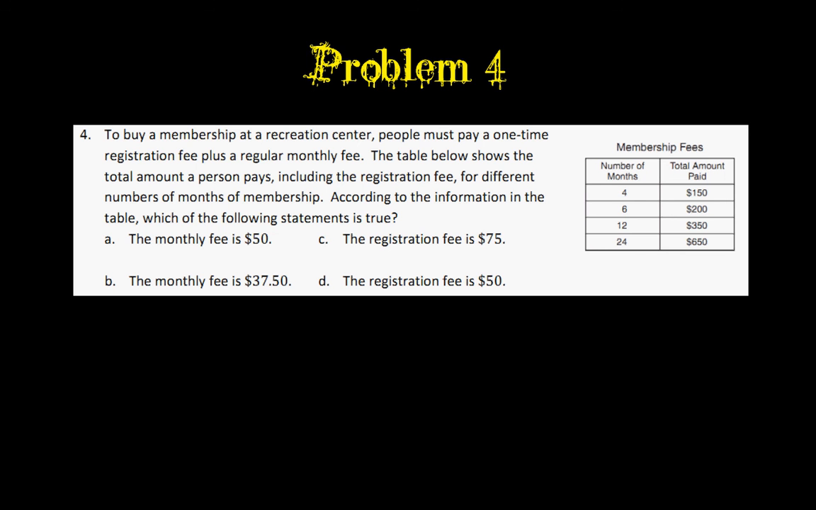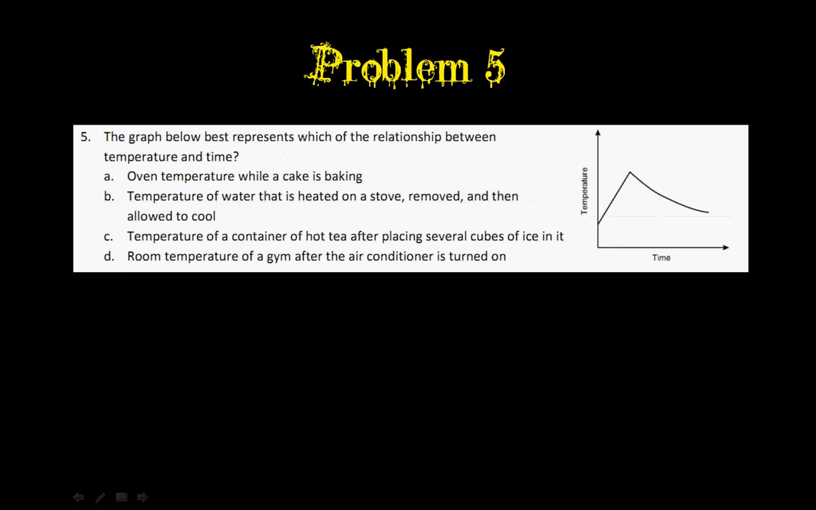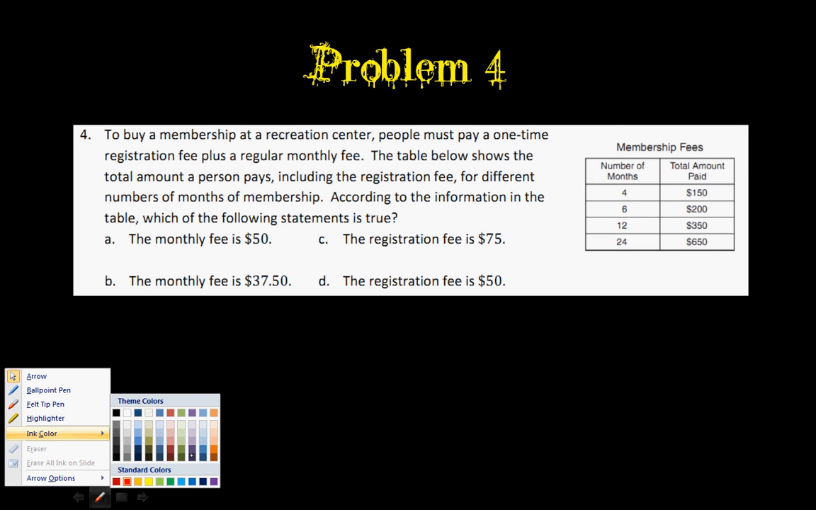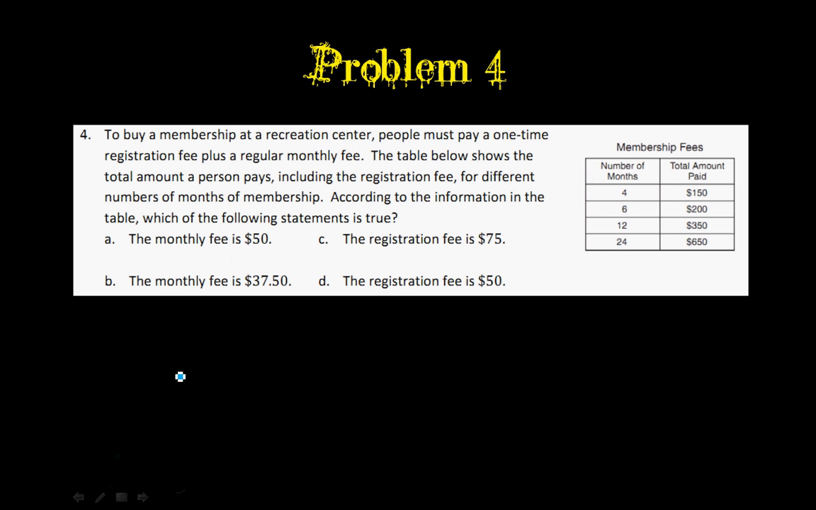So if we think back to what we did in problems 1 through 3, I don't have my pen on, hold on. We're essentially doing the same idea, it's just expressed differently. We still have y equals mx plus b. The y-intercept is that initial registration fee that you pay. That's what we're trying to figure out. And then the slope is how much you pay every single month, because it's multiplied by how many months you have it.